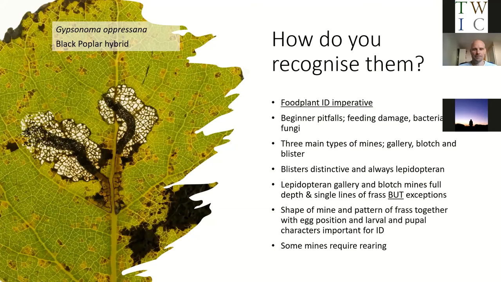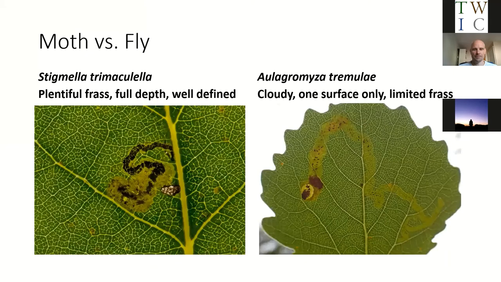So a lot of mines can be identified without the presence of a larva or a pupa, but some do require this. And there are some that you also need to actually rear the larva through to adulthood in order to be able to ID. And an added layer of complexity is that even some of these then need dissection to get to species level. But the majority can be identified without the presence of a larva or a pupa. So let's look at a couple of examples.